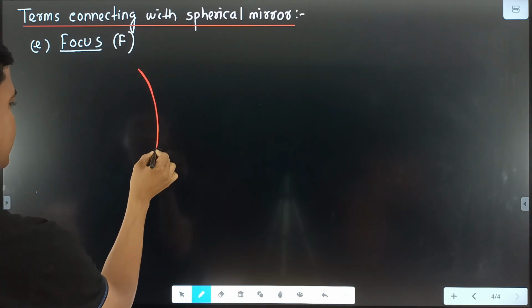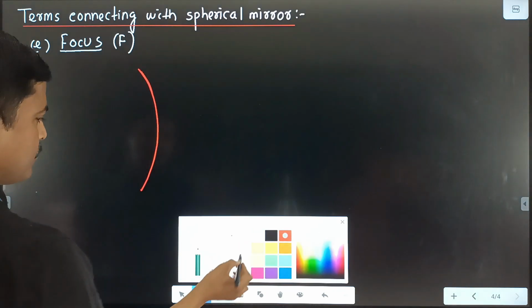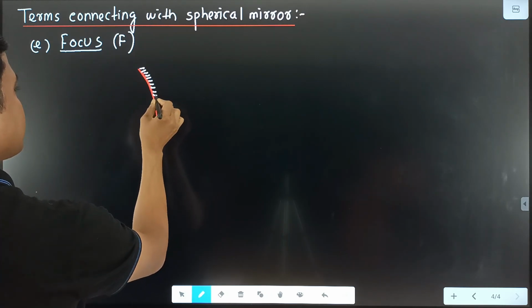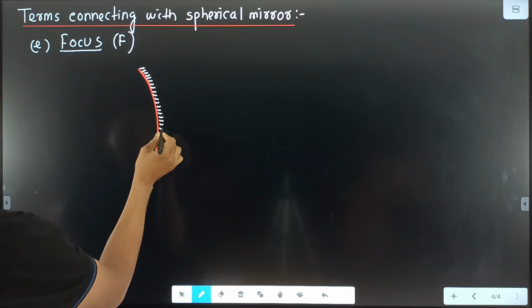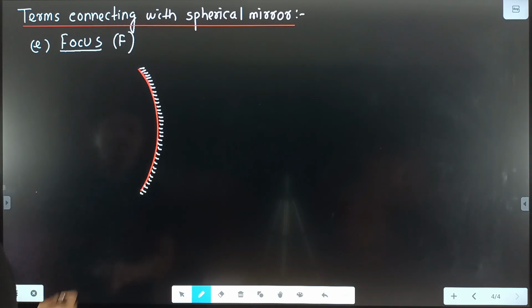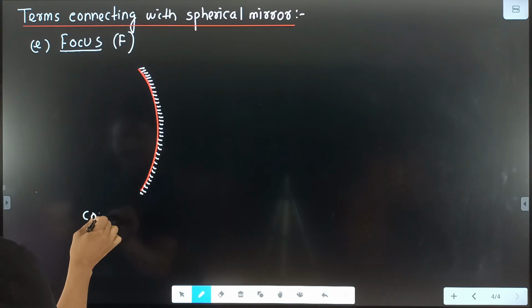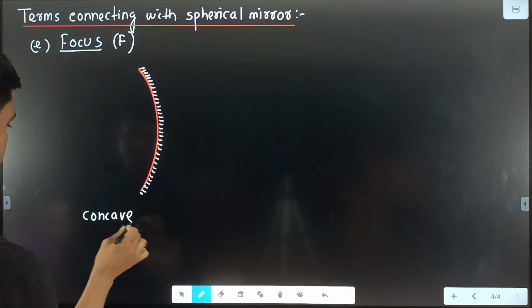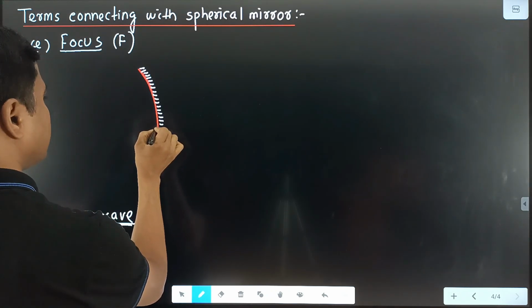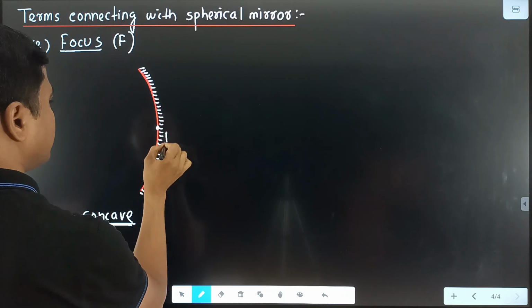This one is your concave spherical mirror, and the outer surface is coated with silver. If the outer surface is coated with silver, then this is a concave spherical mirror, and this point is the pole.